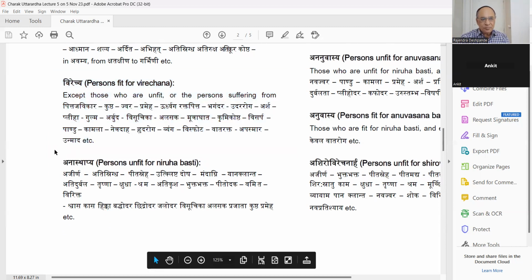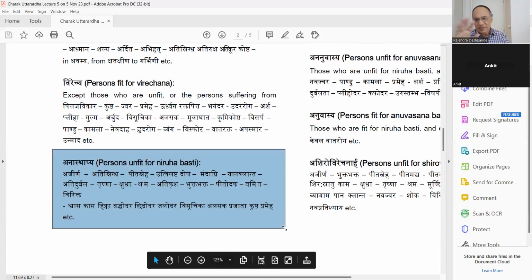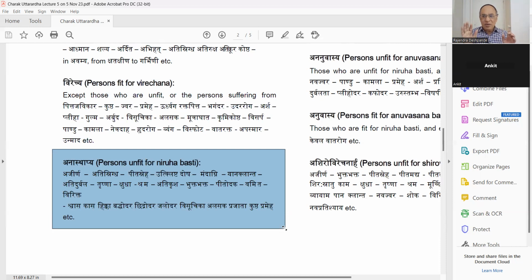Now, we are talking about Basti. First, please write down the two types of Basti, going slow and steady. Anuvasana, also called oil enema, oil medicated enema, Anuvasana Basti, only oil. Second, Asthapana Basti, that is Niruha Basti. Asthapana is the same as Niruha.